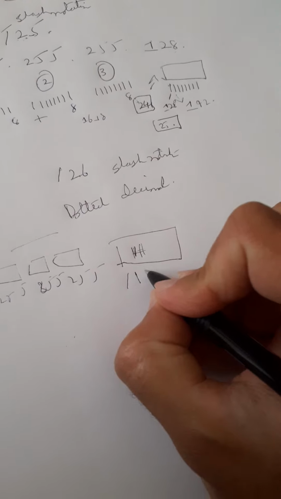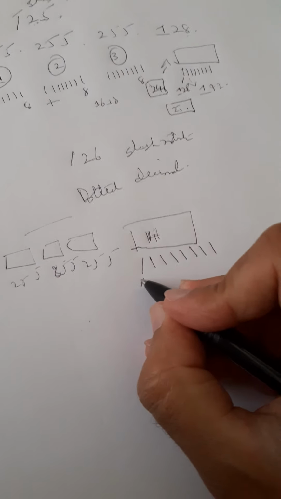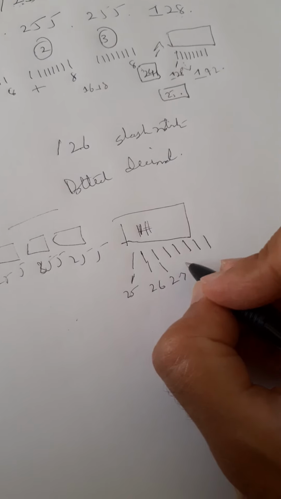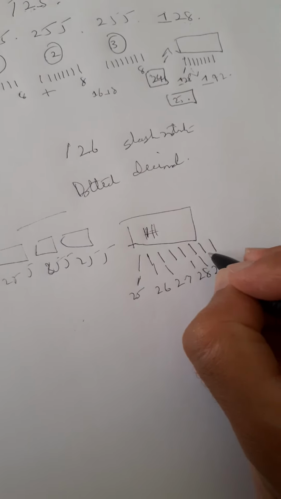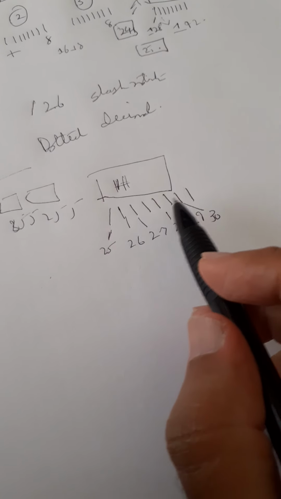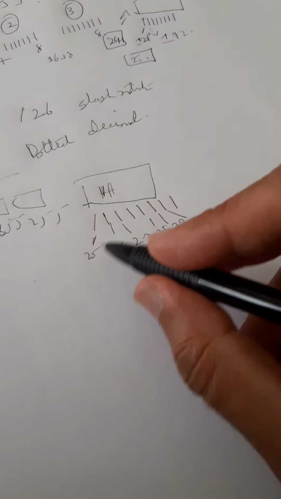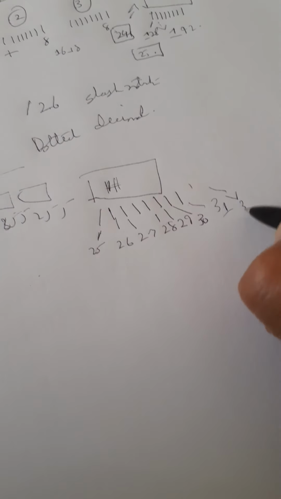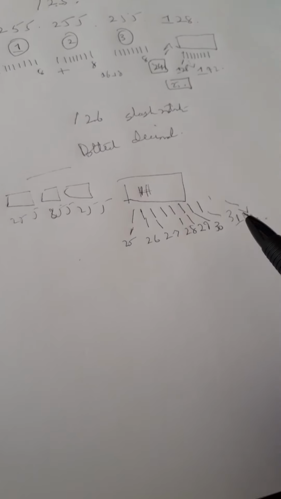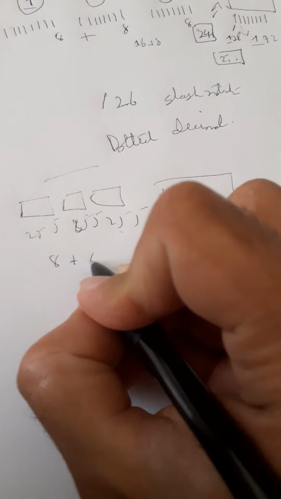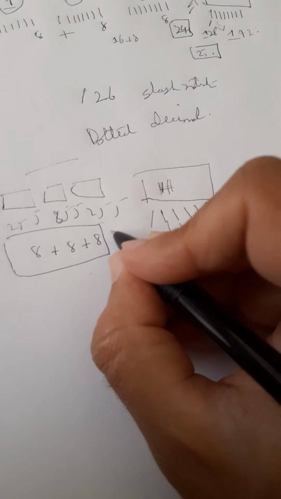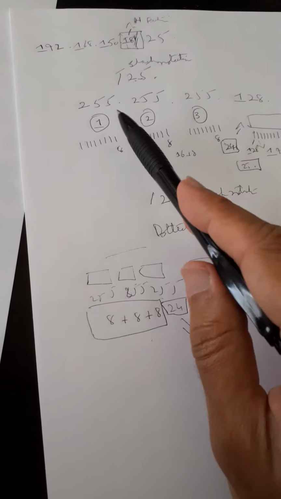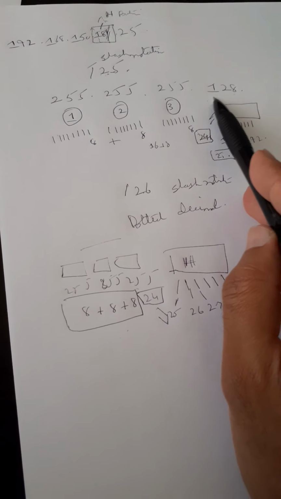Now, 1, 2, 3, 4, 5, 6, 7, 8. So for the first value, that's 25, 26, 27, 28, 29, 30. See how it's working? Similarly 25, 26, 27, 28, 29, 30, 31, 32. So these are all the slash values that you get. And till here, as we counted before, 8 plus 8 plus 8 is 24. So after 24, what comes? 25. So the /25 notation will be 128.